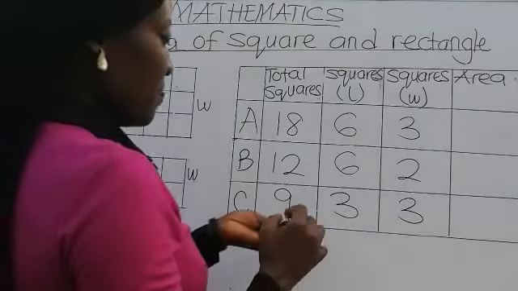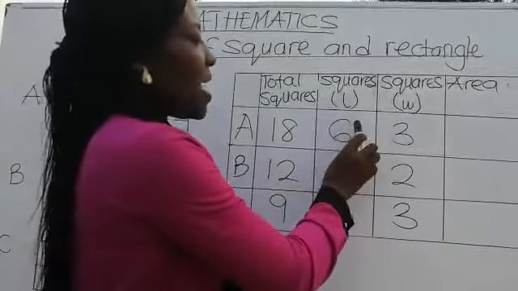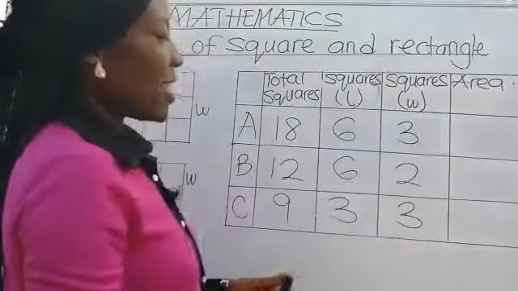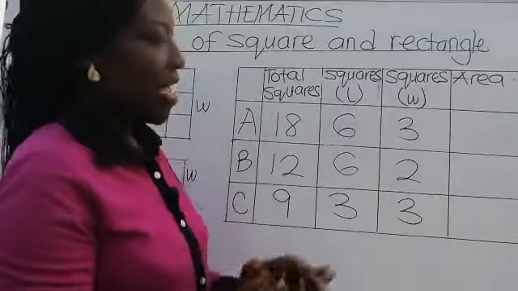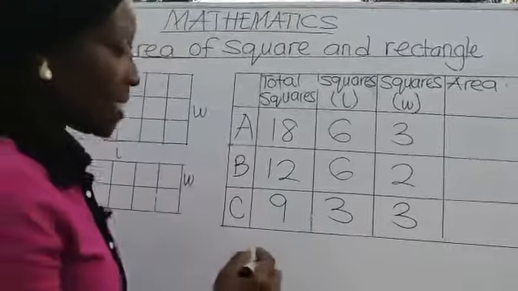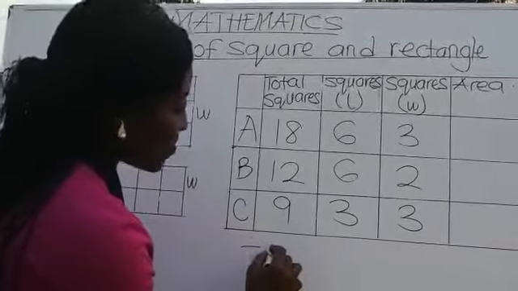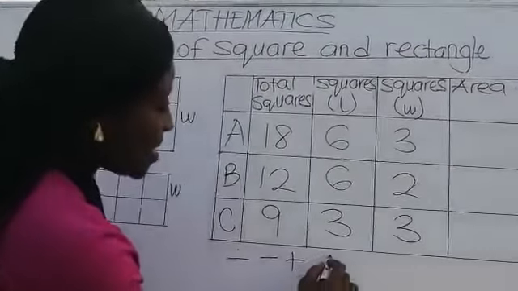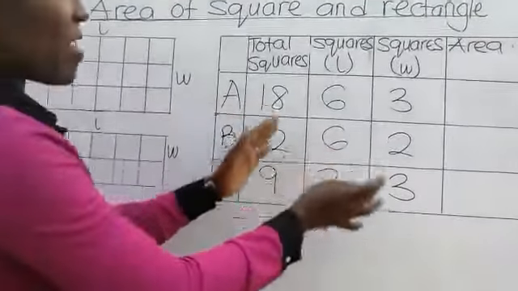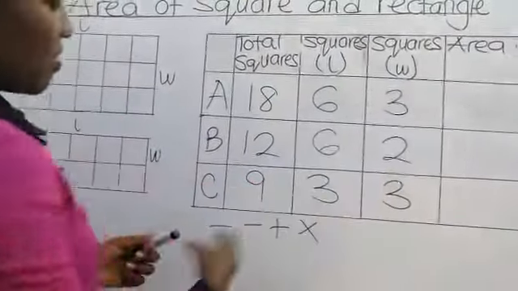Okay, that's good. Now, let's quickly look at what we can do to the number of squares in the length and number of squares in the width to have our area. Now, to assist you, try using the basic operations and see which one will work. We are going to try with division, subtraction, addition, and multiplication. We are going to find out the one which will work for all here. Okay, quickly, let's start with shape A, 6 and 3.